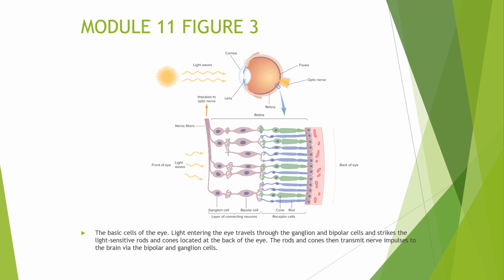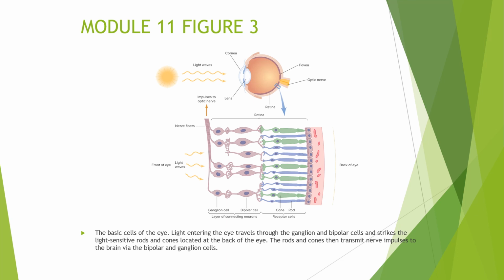Now, this is figure 3. This is on page 97 in your textbook, and this figure has a lot of information, right? Here is a picture of the eye. First off, you have these light waves that are coming in. You can see the cornea, you can see the lens, here's the retina at the back of your eye, right?